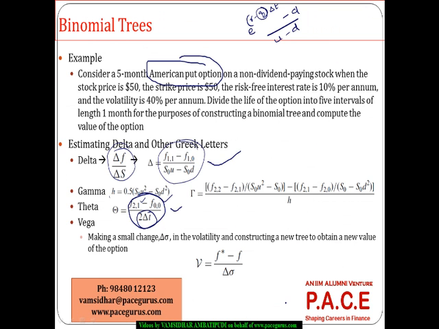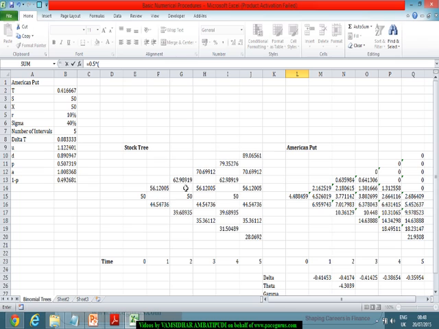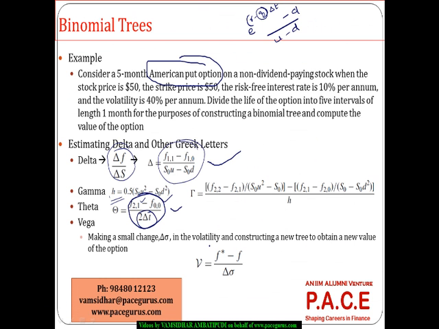Then if you are looking at the computation of gamma, all we are saying is I'll take h first of all as 0.5 times S0 u squared minus S0 d squared. So first I'll compute my h, which is 0.5 times S0 u squared, which is this much, minus S0 d squared, which is this much. So my h is around 11.